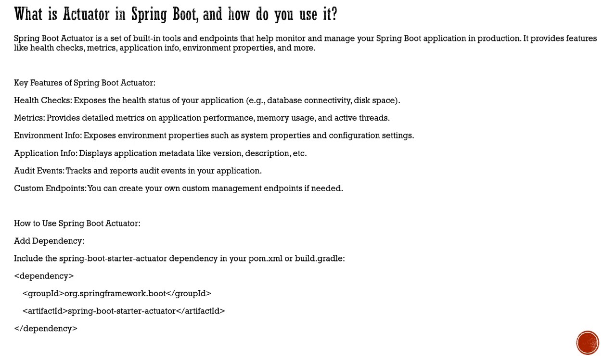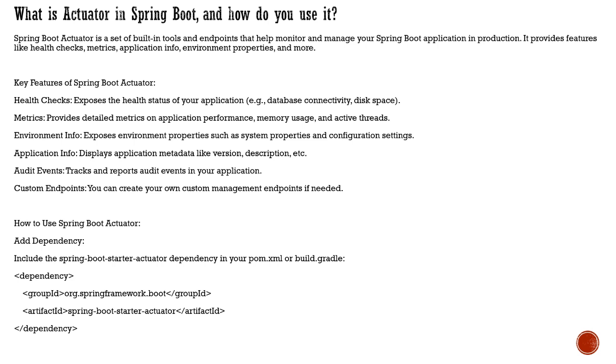Health check, as I said, will expose certain health statuses, like the database connectivity status. Metrics, as we discussed, cover application performance related information like memory usage and how many active threads there are. Environment related information shows the current environment and the properties available in the configuration. Application level information includes the version, description, etc. You have some events which can be triggered, like audit events, which can track some events in your application. Custom endpoints are also provided so that you can create your own custom management endpoints.